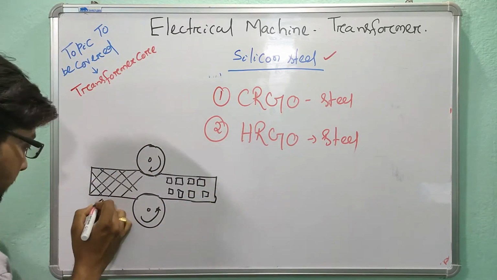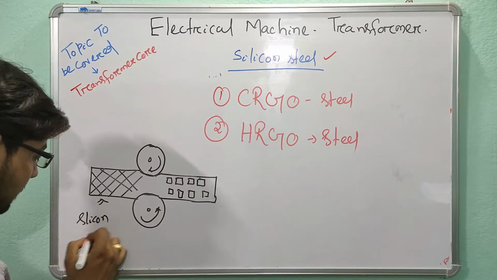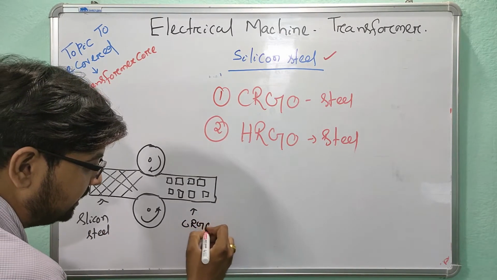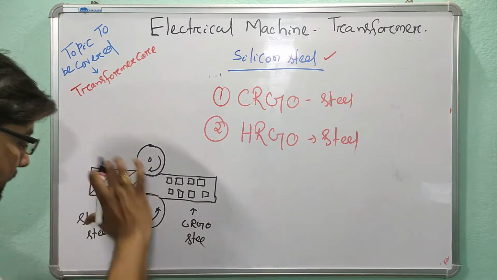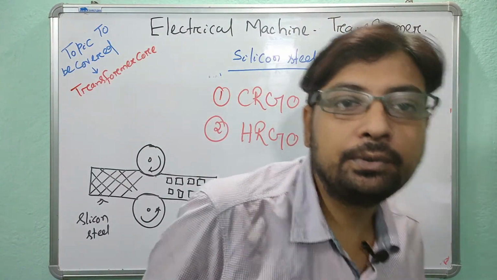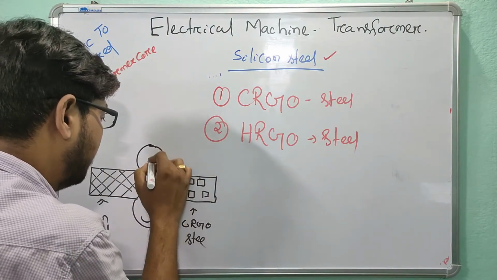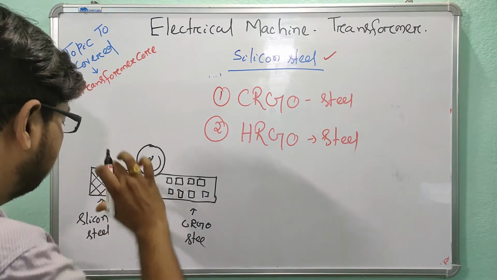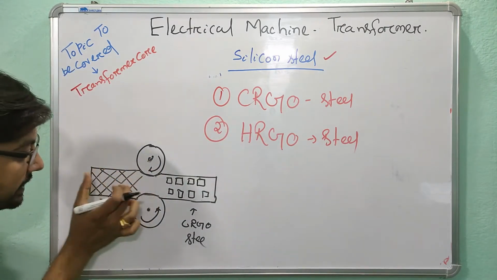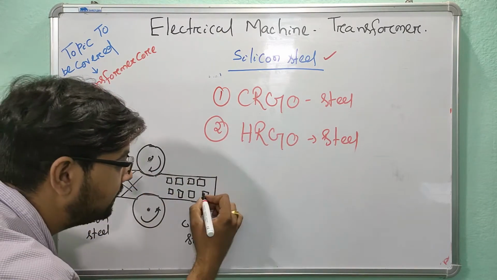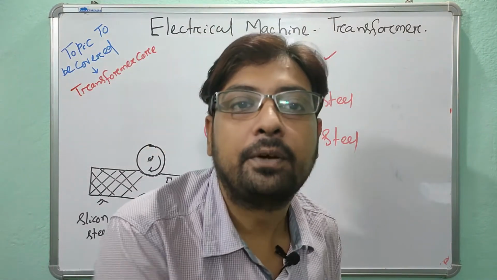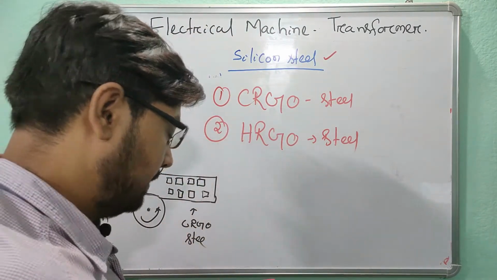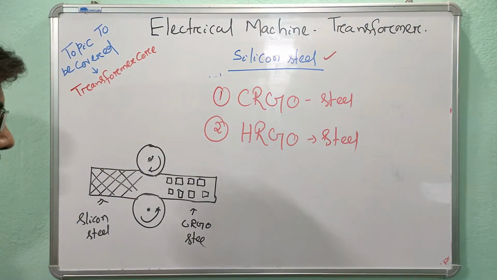Regular orientation. This is my silicon steel, and it is a CRGO steel. So the silicon steel passes through a heavy roller and is converted to CRGO steel, that is, the irregular orientation of the silicon steel is converted to regular orientation, so that the permeability of the silicon steel increases. Now for that we convert that.